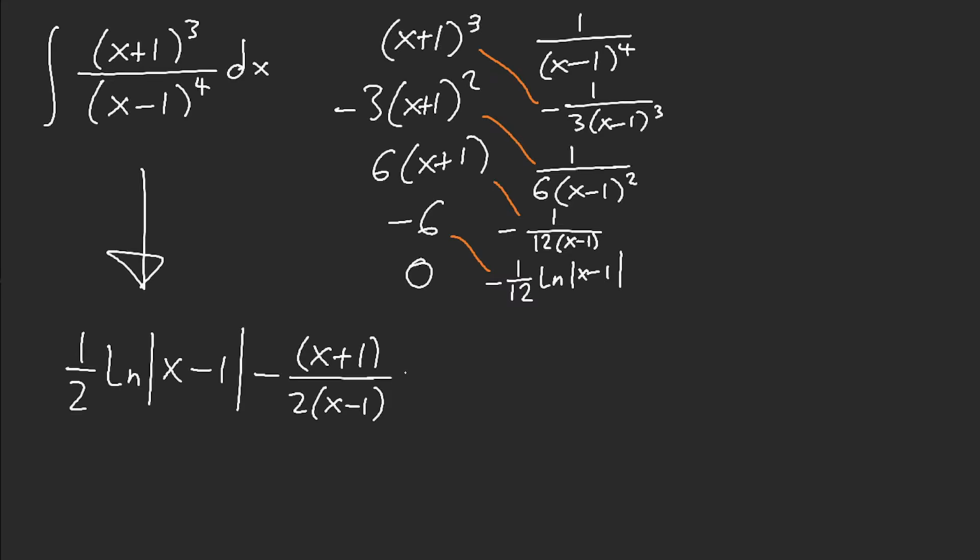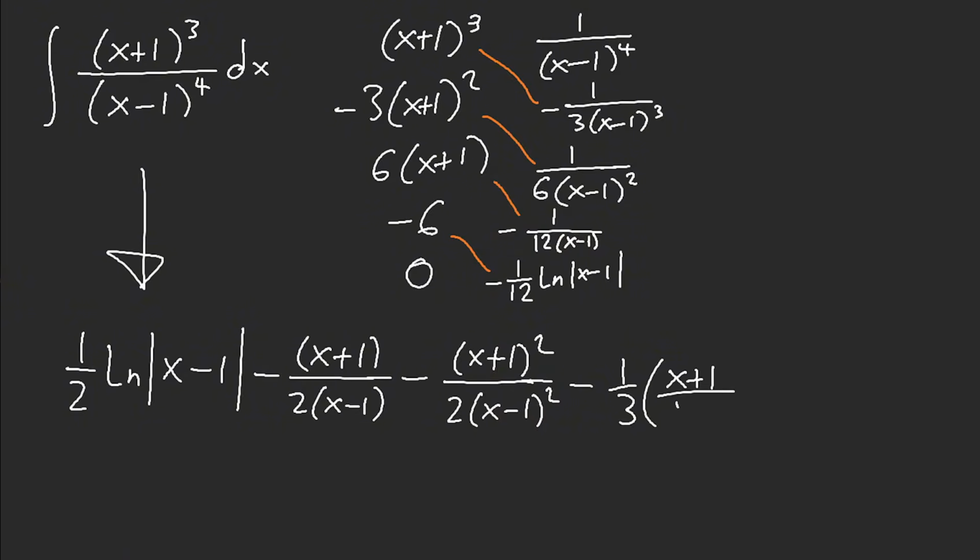And then a half x minus 1 squared here, half x plus 1 squared here, and then minus, oh, this is 1/3. Okay, well, I trust it. I'm just gonna write it like this. There we go. And then plus c.